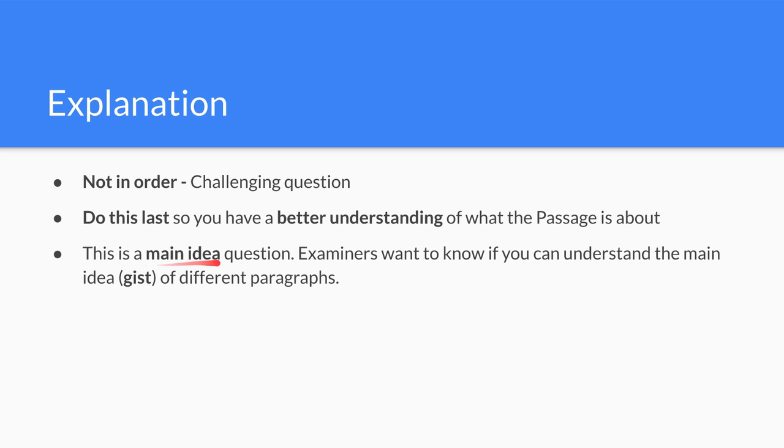Now, this is a main idea question. This is an important distinction. So before, you might remember when we talked about how to answer the paragraph location question. In the paragraph location question, we were looking for very specific information. Well, in the headings question, we are looking for the overall gist of the entire paragraph. We are looking for the main idea. So with this question, examiners want to know if you understand the main idea of the different paragraphs. Do you understand the overall meaning, also known as gist?